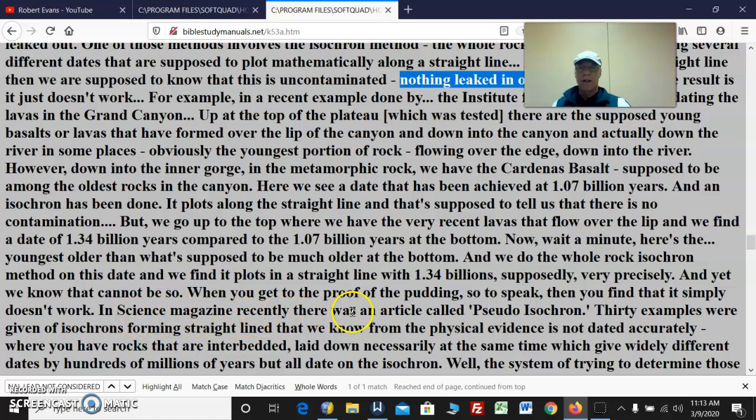Science magazine recently had an article called Pseudo-Isochron. 30 examples were given of isochrons forming a straight line that we know from the physical evidence is not dated accurately, where you have rocks that are interbedded, laid down necessarily at the same time, which give widely different dates by hundreds of millions of years, but all are next to each other, but all date on the isochron.